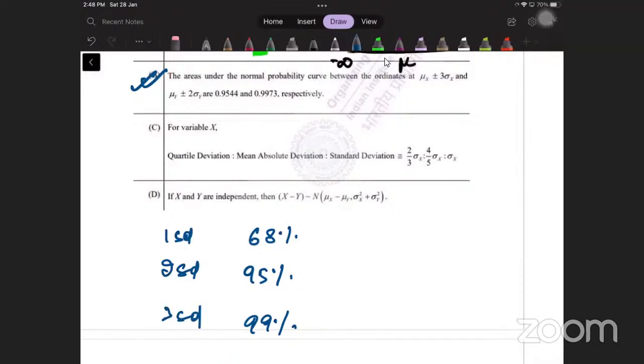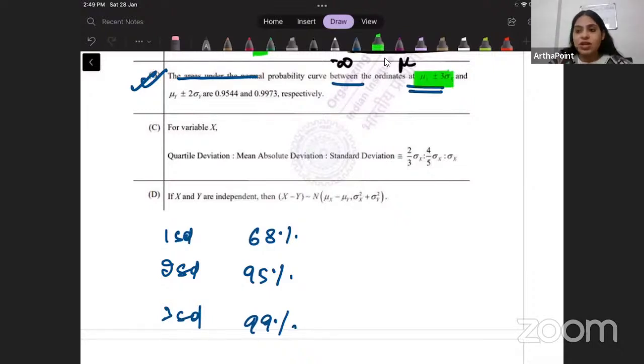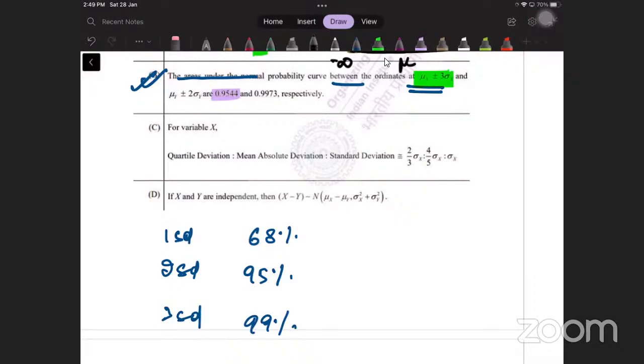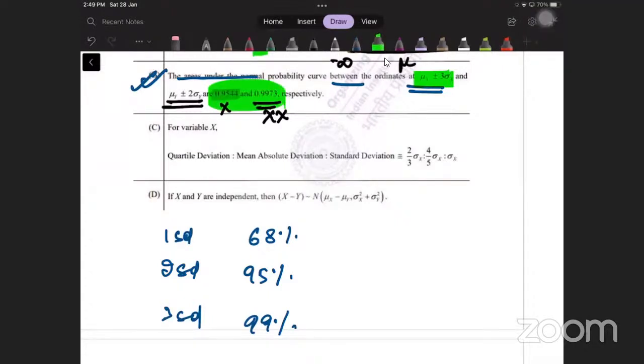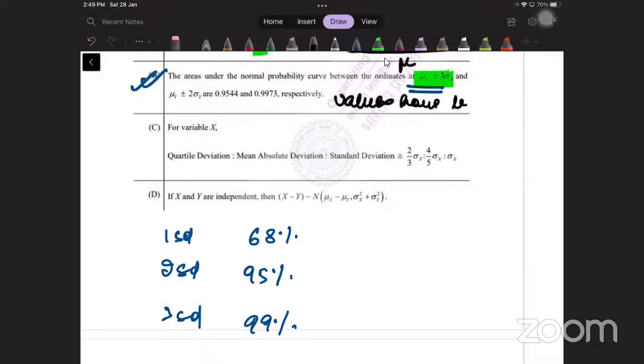Now it says that the area under normal probability curve between ordinates mu plus minus 3 standard deviation. So 3 standard deviation के अंदर कितना था? 99%. But this is saying 95%. So this is incorrect. And then it is saying plus minus 2 standard deviation में 99. This is also incorrect. Plus minus 2 standard deviation, it should be 95. So they have actually reversed these values, right? So therefore, this is an incorrect option because the values have been reversed. So please make a note. Values have been reversed.